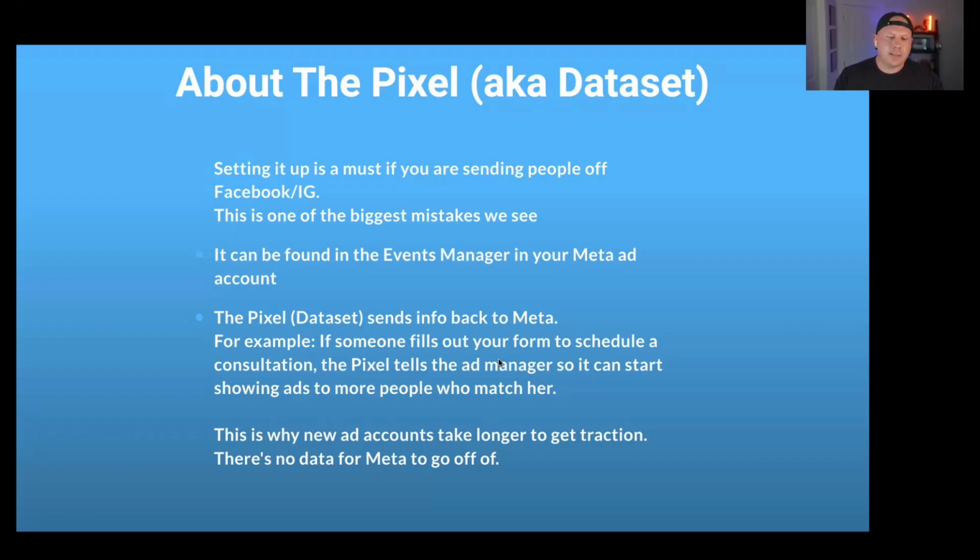Like I said, setting it up is a must. It can be found in the events manager, which I will show you in just a second. The pixel is also called the data set. I don't know why they changed that like a year ago, but data set and pixel are the exact same thing. So if you don't see something for pixel, but you see it for data set, that's what I'm talking about.